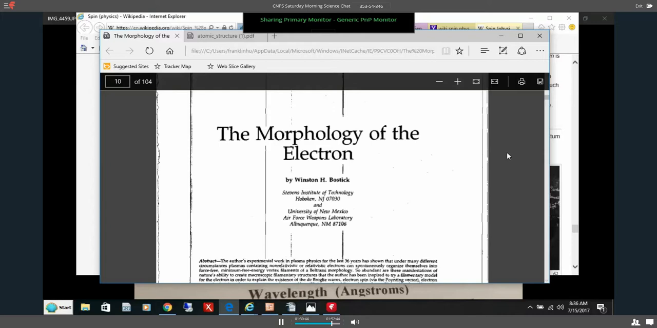Well, I would say that's very interesting, but my criticism with that would be that it may have actually had absolutely nothing to do with electrons. You may have created these toroidal rings, and they may have done that, but he wasn't actually studying electrons. Why does he call it the morphology of the electron? Because that's what he thinks it is.